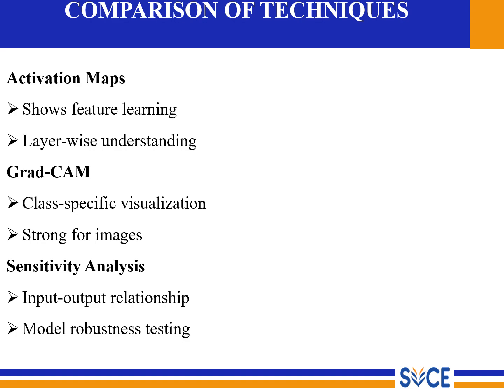Activation map helps in understanding feature learning at different layers. GradCam provides class-specific visual explanations, especially for image-based models. Sensitivity analysis focuses on the relationship between input and output, helping us understand model robustness. Together, these techniques provide a comprehensive understanding of the model. So they complement each other and are often used together in real-world applications.